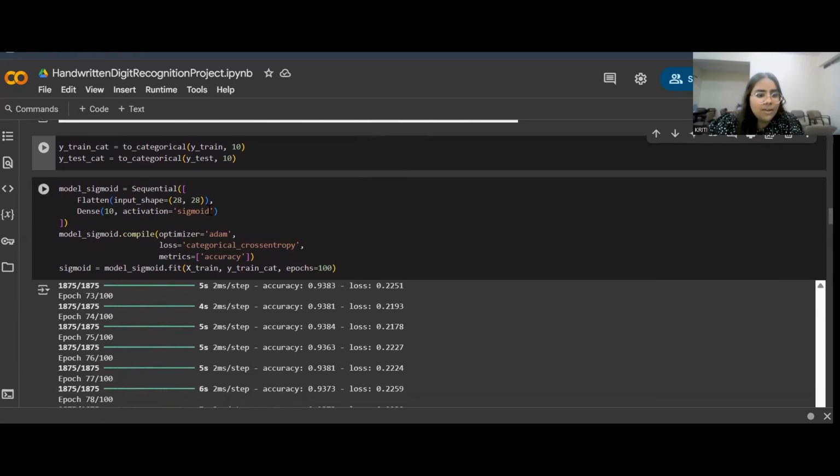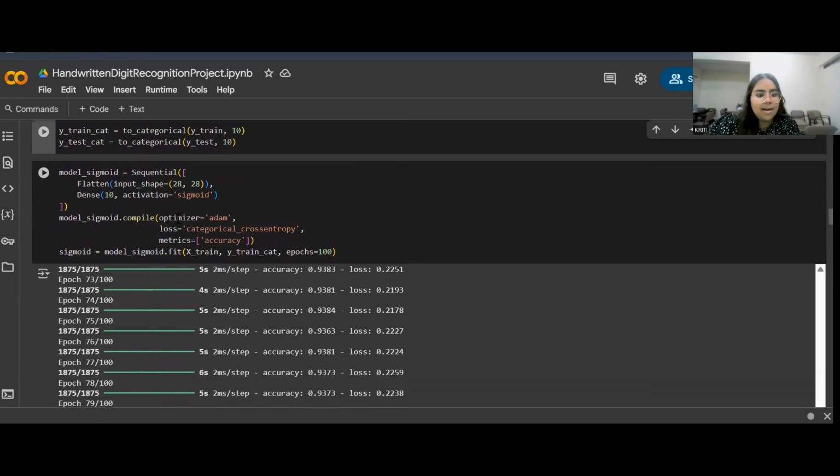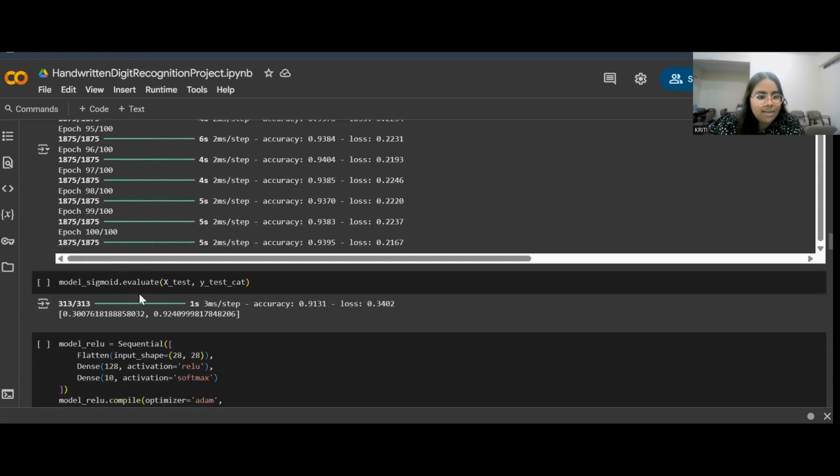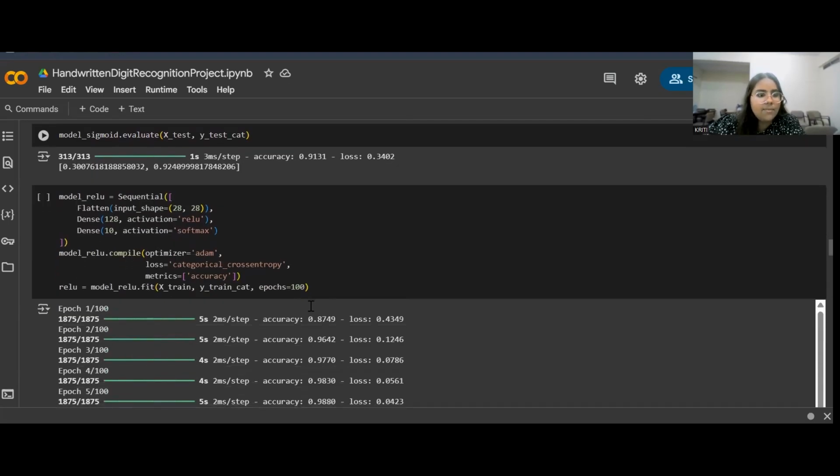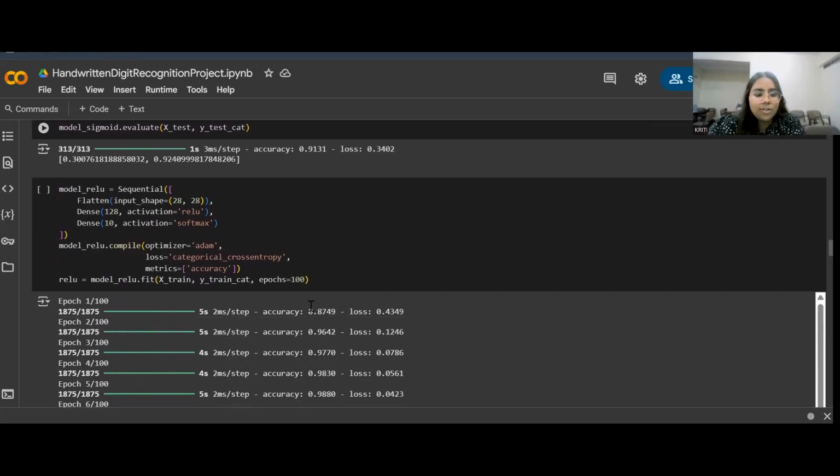Then we have a model in which we have used the sigmoid activation function. First, we have flattened the data, as the neural network requires it in one dimension. Then we have compiled the model using the Adam optimizer and the evaluation metric accuracy. And then we run it for 100 epochs. Evaluating on the testing data, we can see that we have achieved an accuracy of 91%.